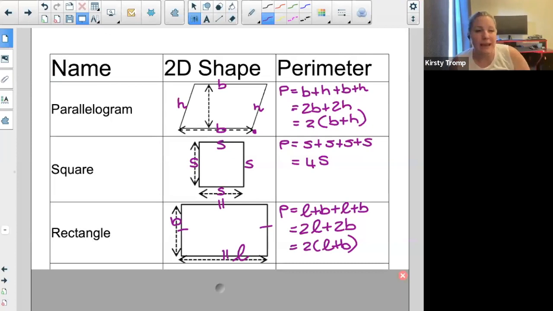Mamelo saying, ma'am, can I ask why it's length instead of base? So Mamelo, you're more than welcome to call it the base and the length. That's fine as well. Whatever you want to call it, it's the same.